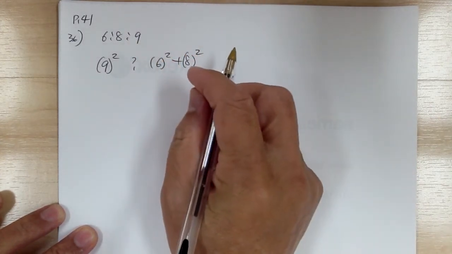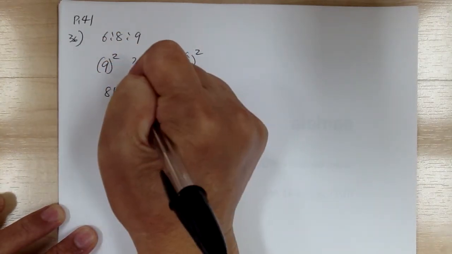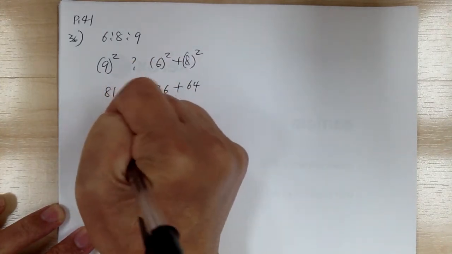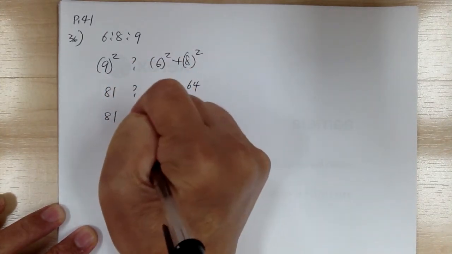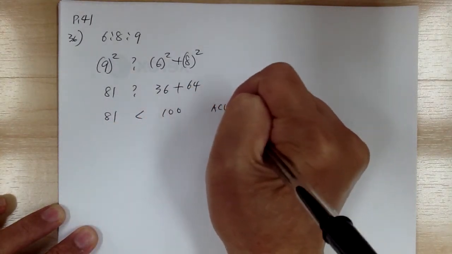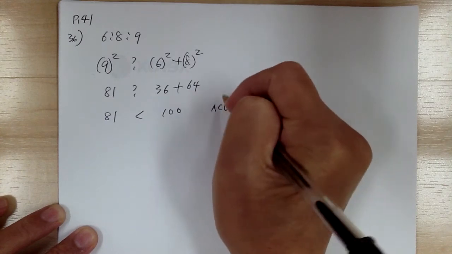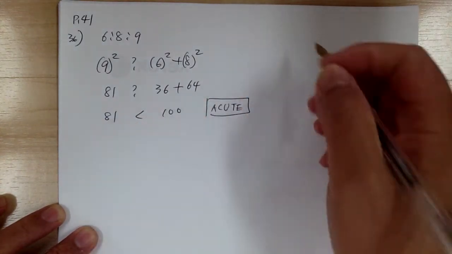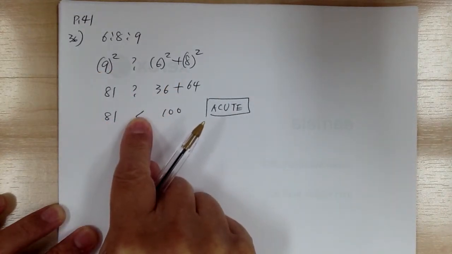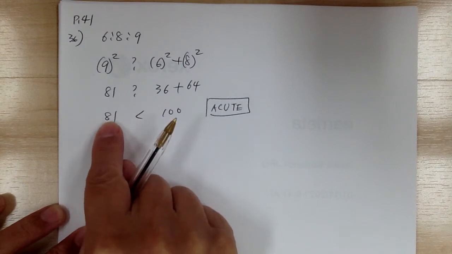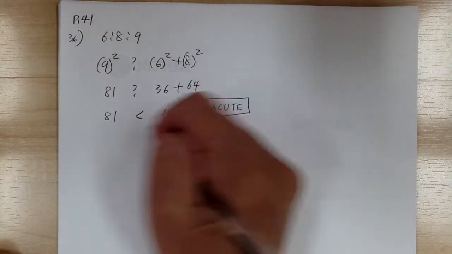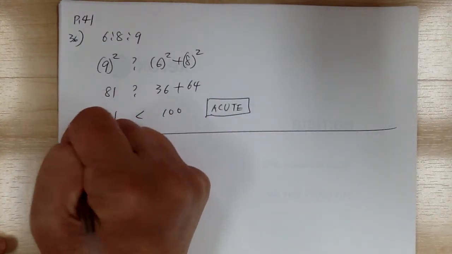And so this would be 81, and this would be 36 plus 64. So 81, and this would be less than 100. If this is less than, this would be acute. So basically, you square the longest, and if they are equal, then you're going to have a right triangle. If the square of the longest side is bigger, then you're going to have obtuse because the opening is much bigger. Okay, let's go to number 37.